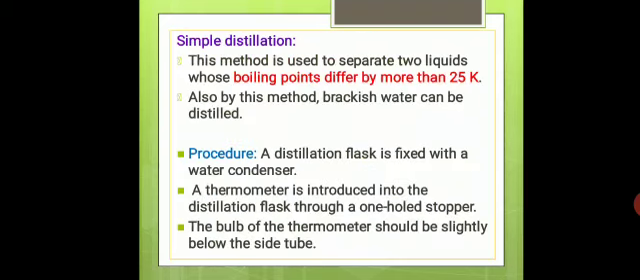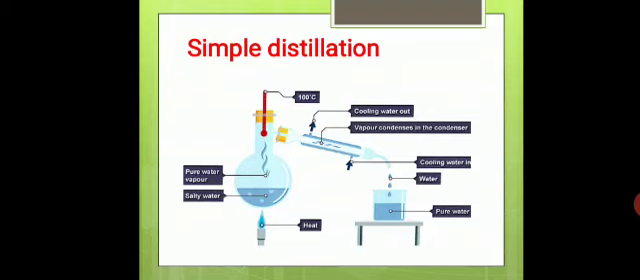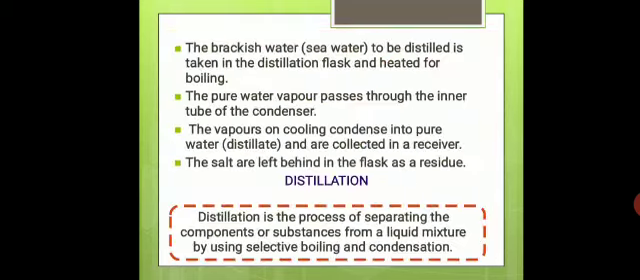Then third point, the bulb of the thermometer should be slightly below the side tube. That is, you are having a side tube here in the neck of the round bottom flask, and it should be slightly below that, so that it will measure the temperature of the liquid which is present inside this round bottom flask. Is it clear? And we are having the brackish water, that is sea water, which we want to purify.